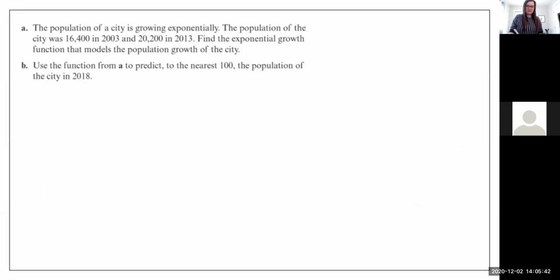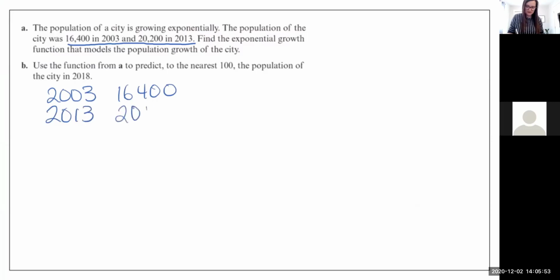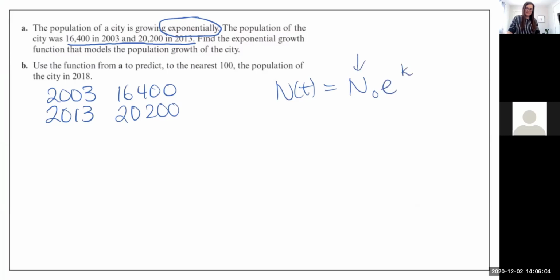In this example, you have two populations given. In 2003, it was 16,400. In 2013 of the city, it was now 2,200, and we're assuming exponential growth. So we're assuming that we have this situation with an initial population and then e to the kt. Find the function that models this population growth. So you have initial and resulting after t years.